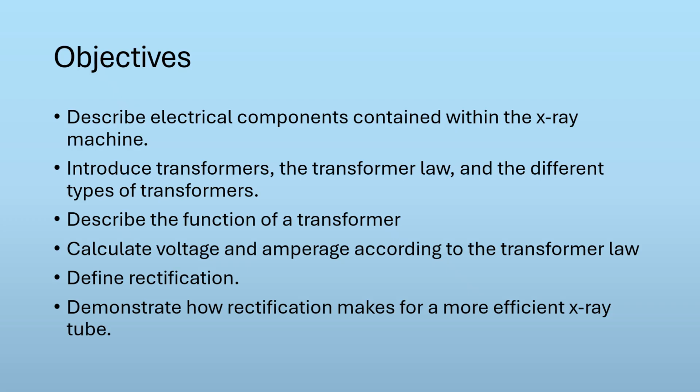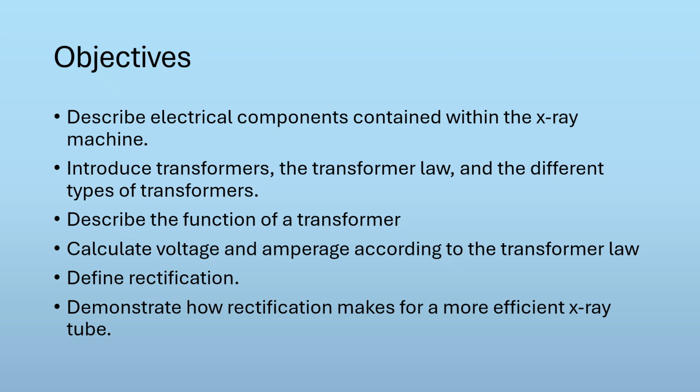Okay. So again, we're talking about electrical components in the X-ray machine, the X-ray schematic. And we're going to talk about transformers, the transformer law, which is a math formula. It's just a proportion, don't panic. We're going to give you 3 out of the 4 variables. You just have to cross multiply and then do some division and you'll be fine. Okay.